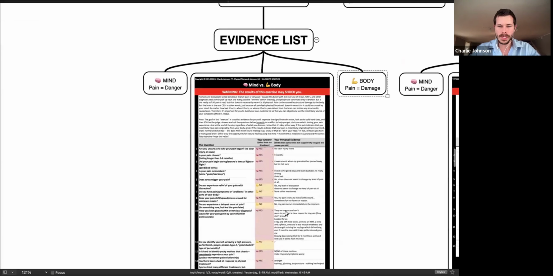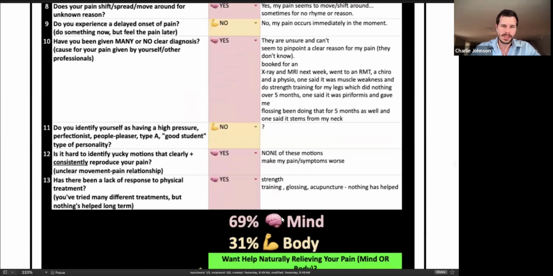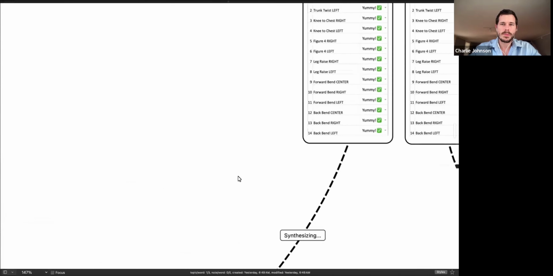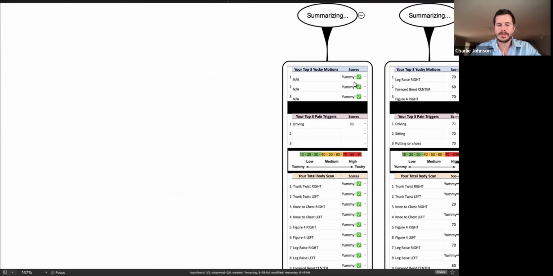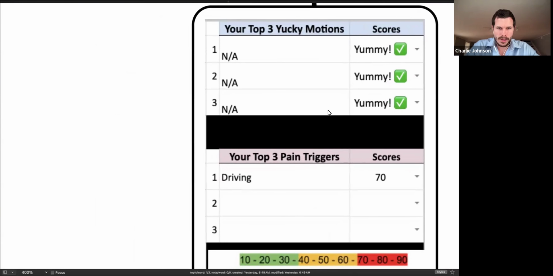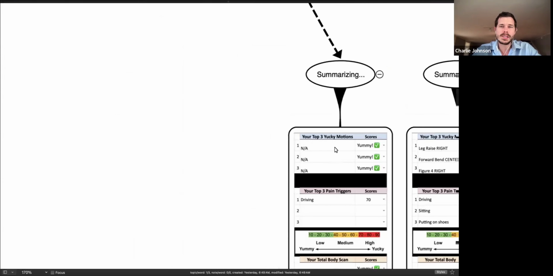Now, look here. None of these motions make my pain or symptoms worse. 69% mind, he's tried this stuff and it hasn't worked. This is very telling, and this is part of the reason why I have people go through motions to help us gather further clues as to what could be the cause. So the probability of symptoms from his brain even goes higher because look at this. He's telling us, here's what he's telling us. I don't have any yuck emotions, but I just can't drive. Here's why this doesn't make sense.